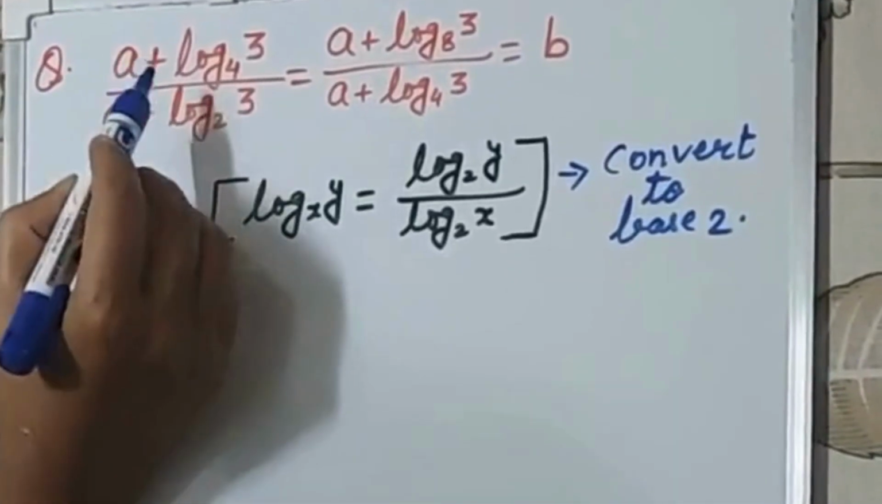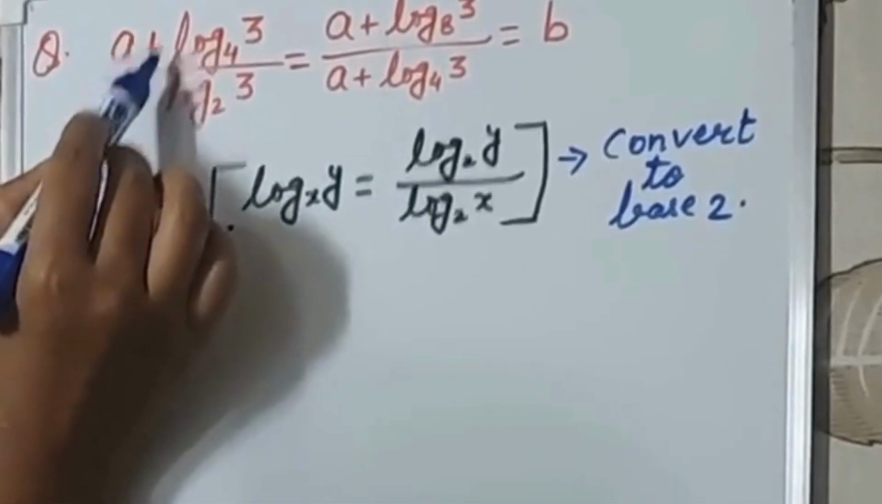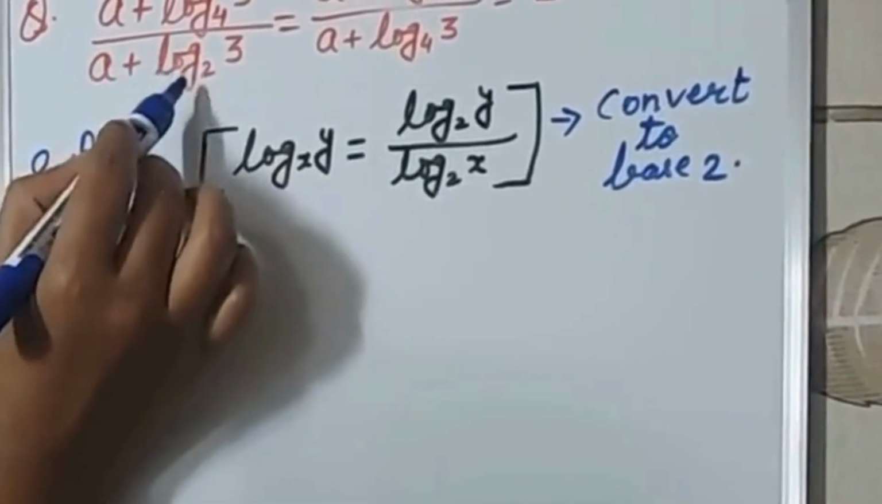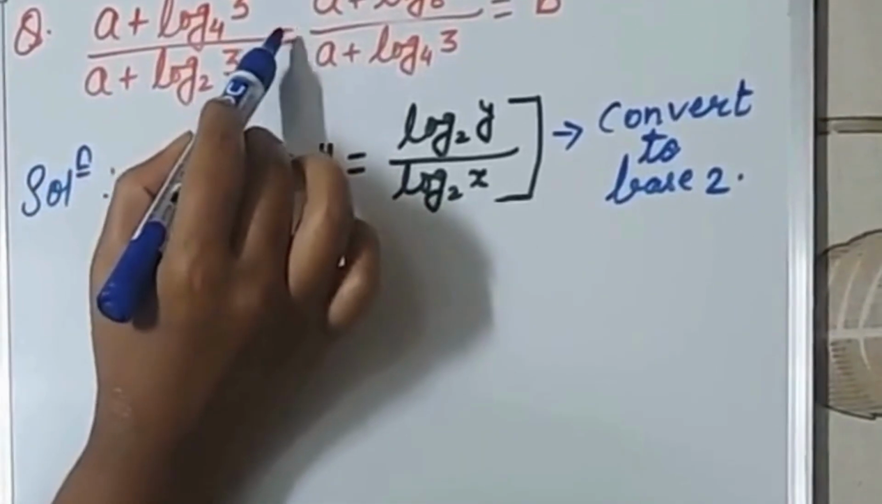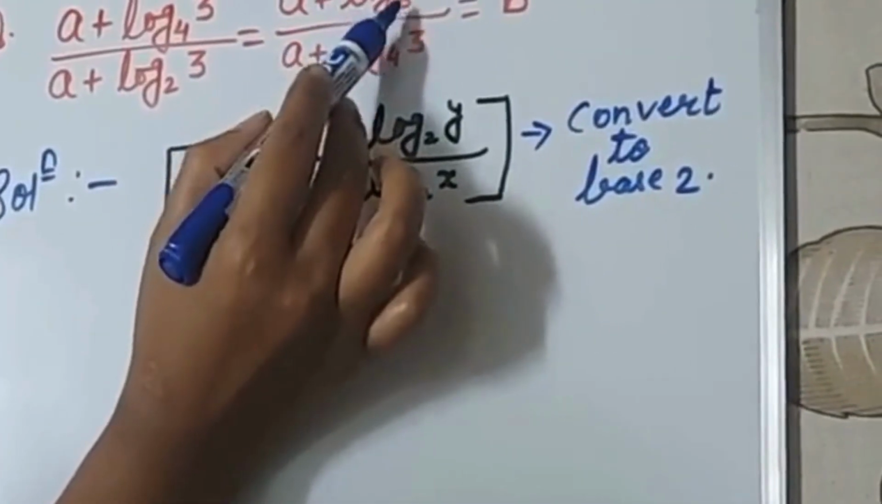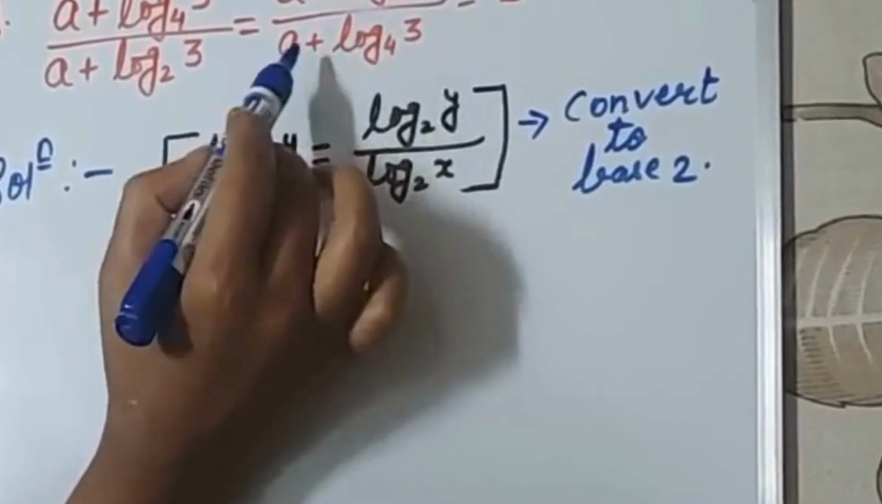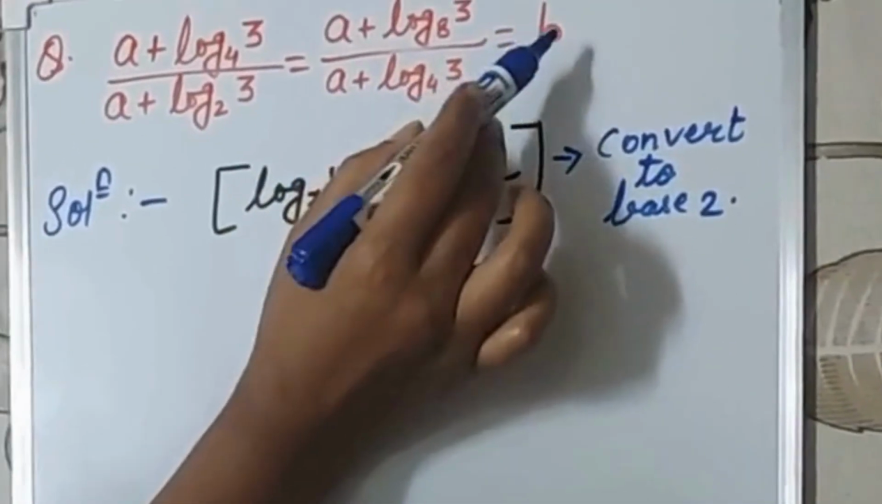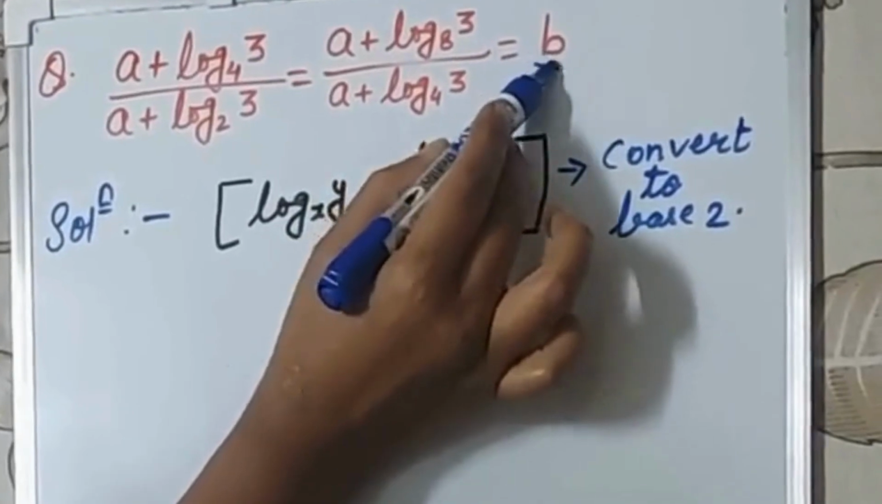I am reading the question. (A + log base 4 of 3) divided by (A + log base 2 of 3) equals (A + log base 8 of 3) divided by (A + log base 4 of 3) equals B. We have to find the value of B.